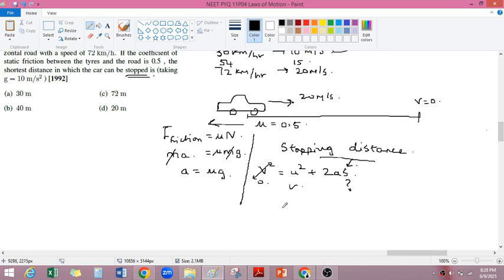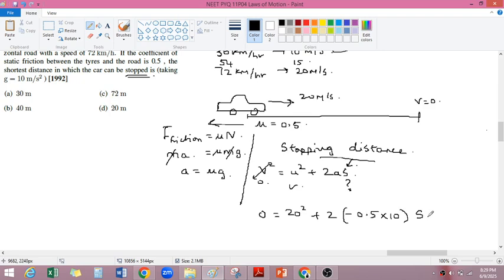So u is 20 squared. a is mu into g, but as I told you it is deceleration, so minus, mu is 0.5 into g, they have given g as 10. Why minus? Because of retardation. Retardation, deceleration, negative acceleration, all these things are the same. Make a note somewhere in your handbook properly.